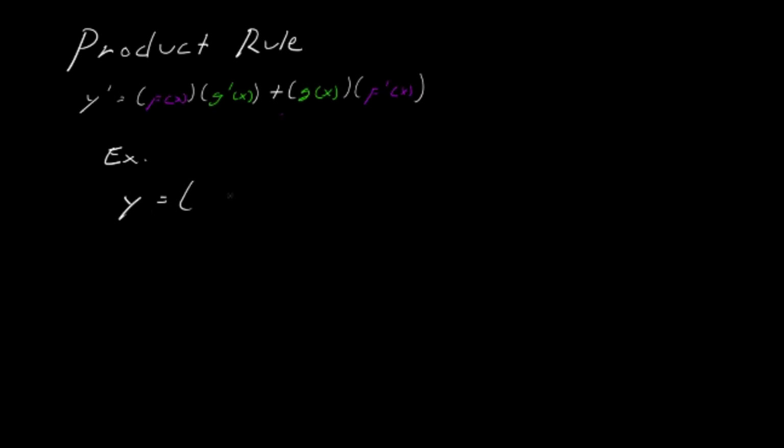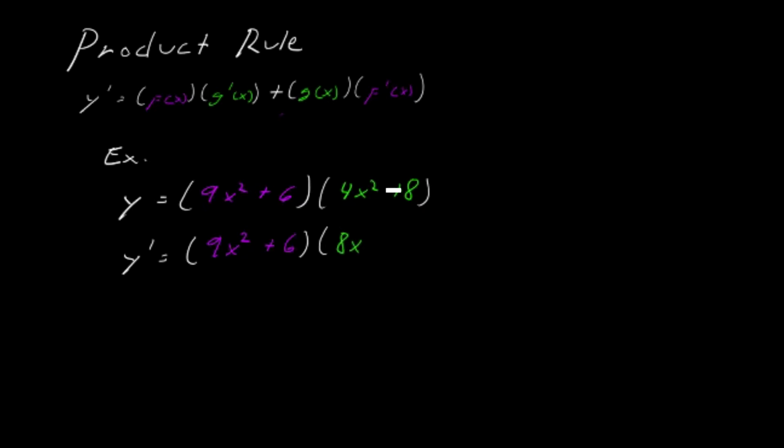For example, y is equal to 9x squared plus 6 times 4x squared minus 8. Y prime is equal to 9x squared plus 6 times 8x plus 4x squared minus 8 times 18x. 9x squared plus 6 came from f of x. 8x came from g prime of x, plus 4x squared minus 8 came from g of x, times 18x would be from f prime of x. Then, you will simplify that.